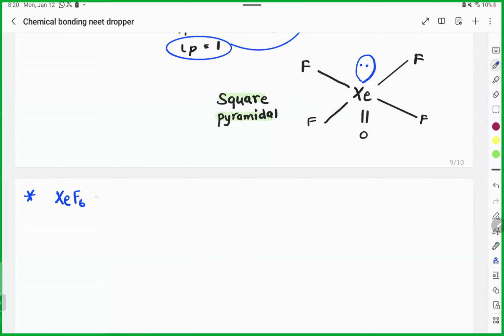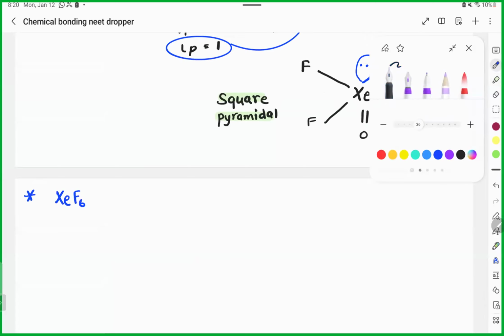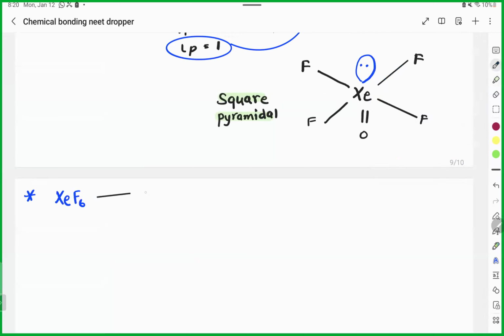XeF6. So we know what is the valence electron? 8. What will be the bond pair? 6. What will be lone pair? 1. Total 7. Hybridization sp3d3.